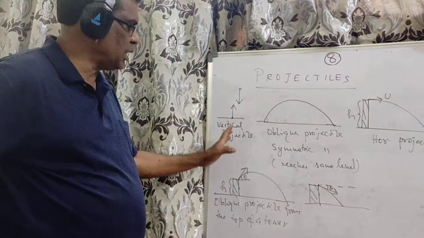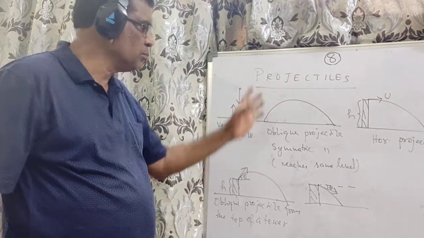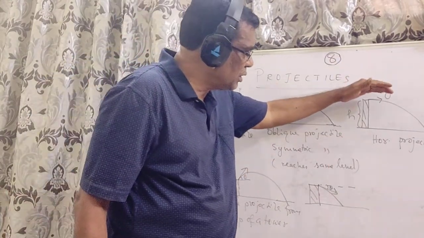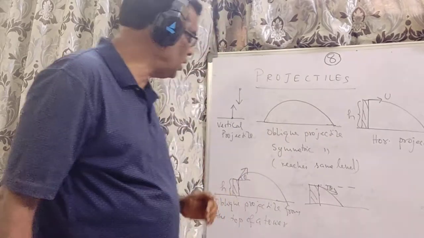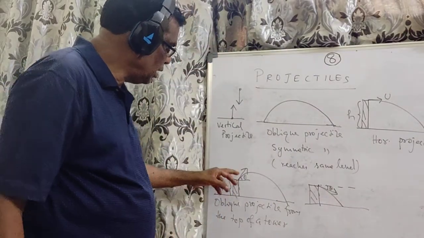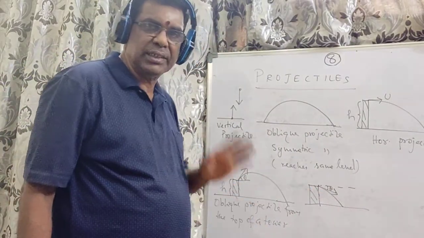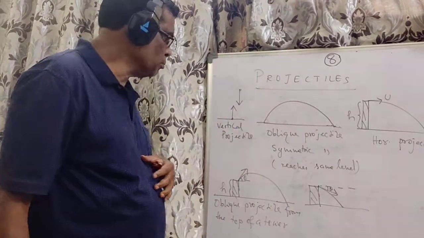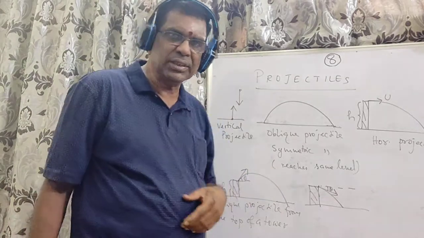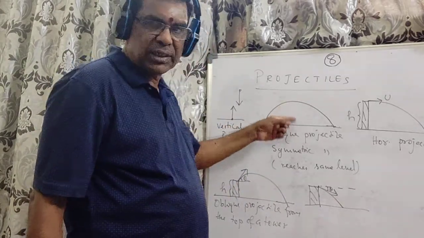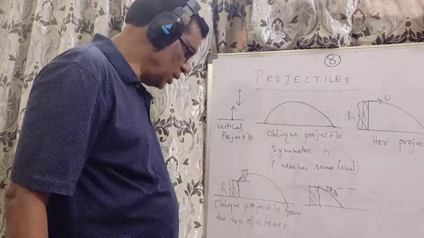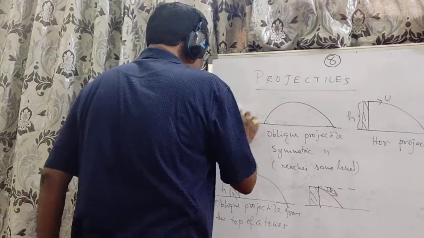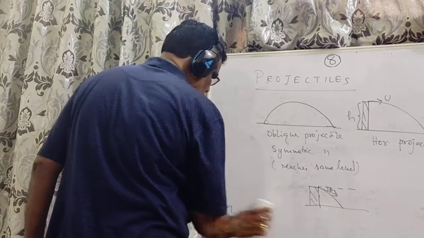So vertical projectile 1D we have already studied. This is oblique projectile on a level ground, horizontal projectile from the top of a tower, and oblique projectile from the top of a tower, two cases: upward oblique projection and downward oblique projection. Now this is what we are going to discuss, but first let us focus our attention on this oblique projectile on the level ground.